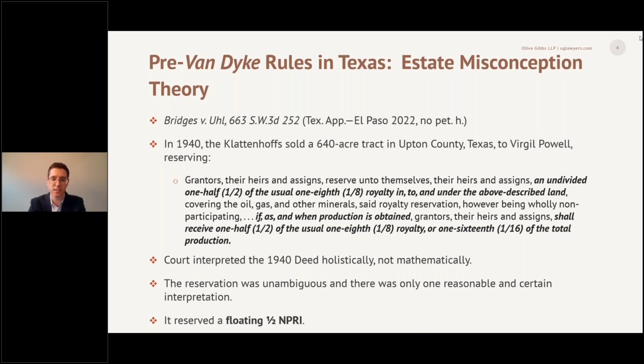When the court looked at this, they looked at it holistically and not mathematically, and they held that the reservation unambiguously held that it was a 1/2 floating NPRI and that there was no other interpretation that could be reasonable.